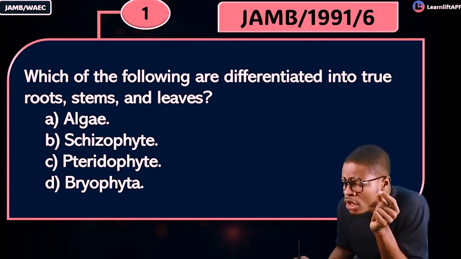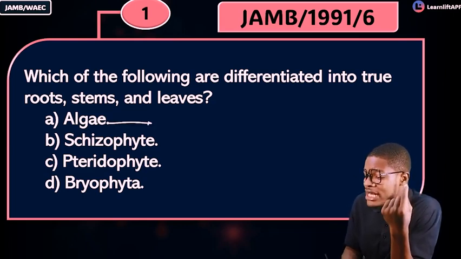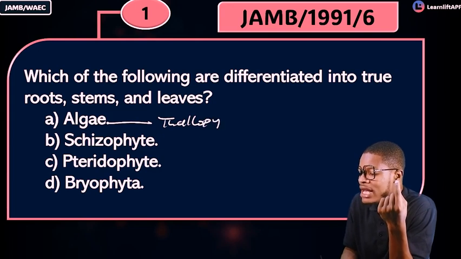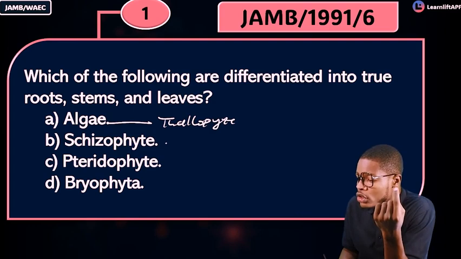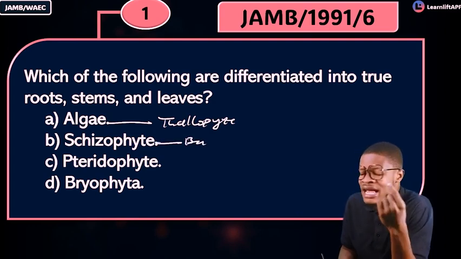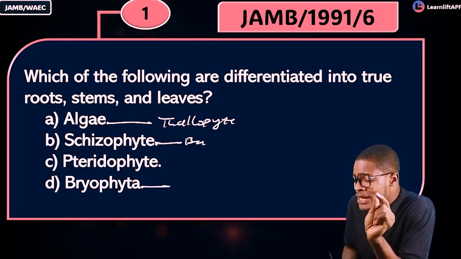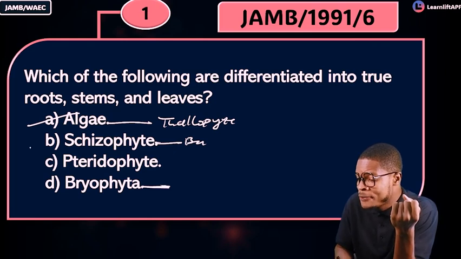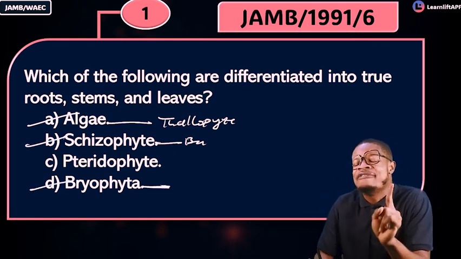Now come. Your algae, what are they under? Algae are under thallophytes. That's why we have the algae and the fungi under the thallophytes. Now, your schizophytes are called the bacteria. Leave pteridophytes out of it. Your bryophytes, what are they? The mosses, the liverworts, and the hornworts. So you see A, B, and D, the 3 of them, lack vascular bundles.